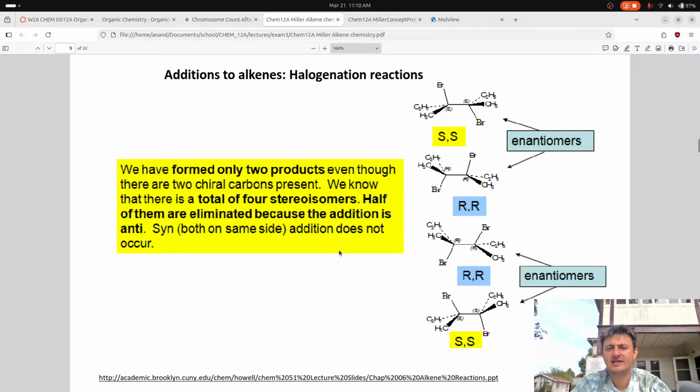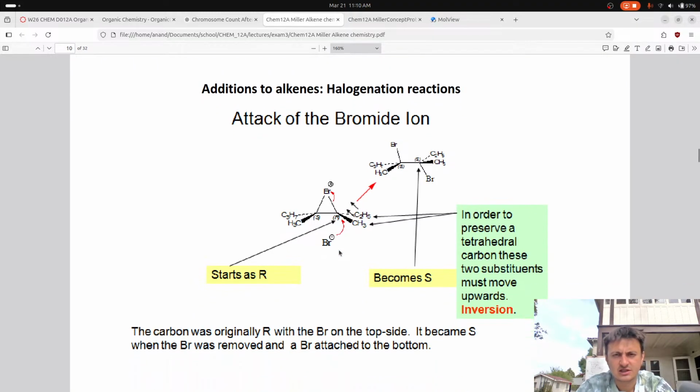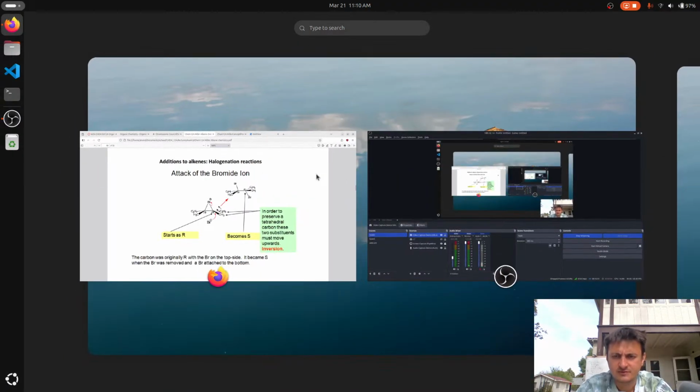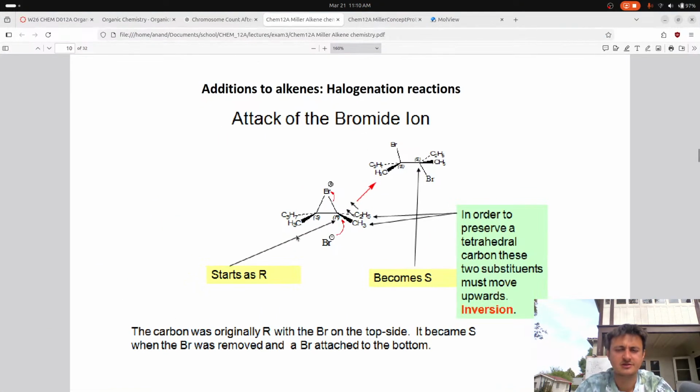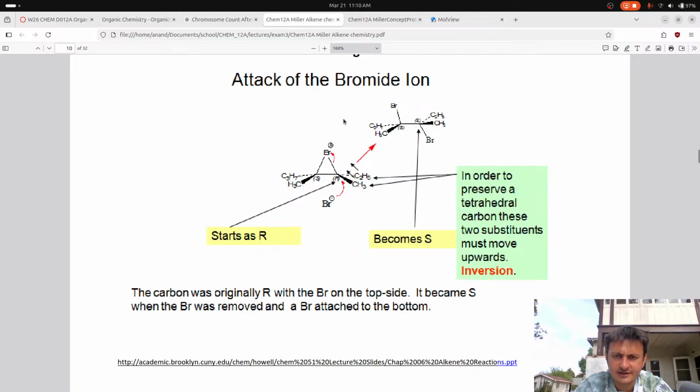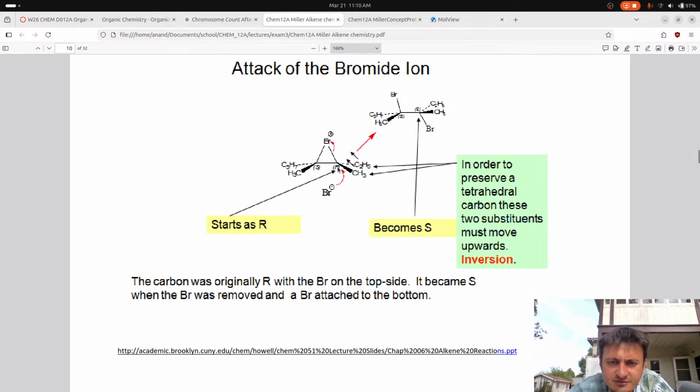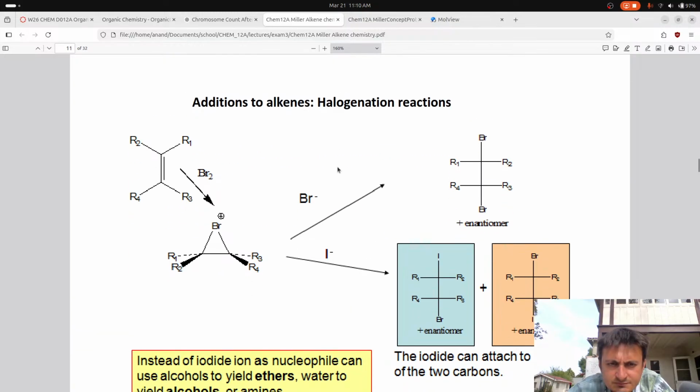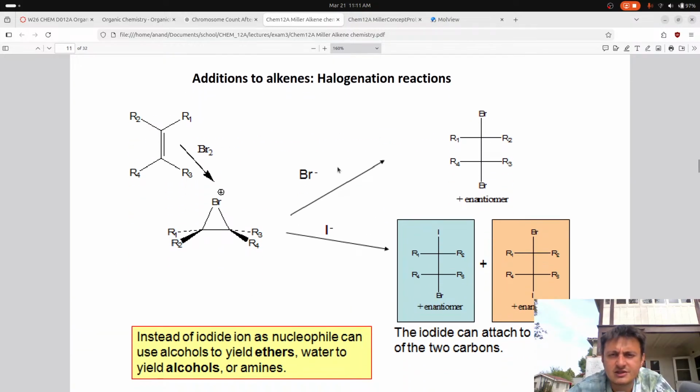Okay, so the main thing is that in the halogenation reaction, syn addition does not occur. Sounds good. Test? Okay. I just want to make sure. Sometimes I forget. Additions to alkenes, halogenation reactions. All right, here we go. So we're looking at the... Oh, yeah, we get an inversion. Okay. Additions to alkene halogenation reactions.